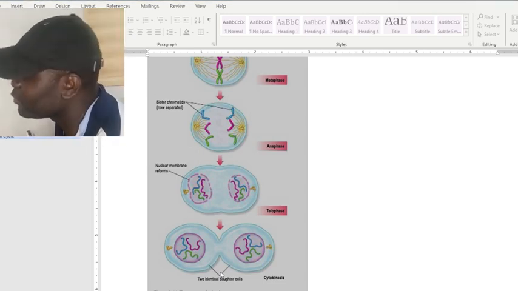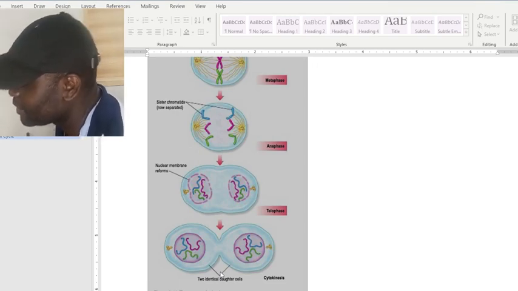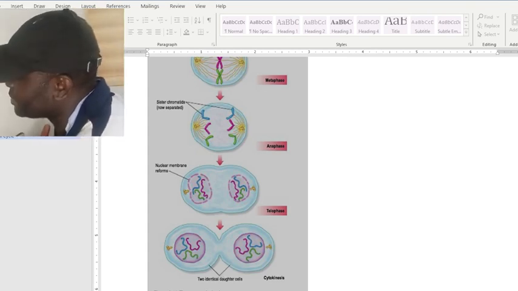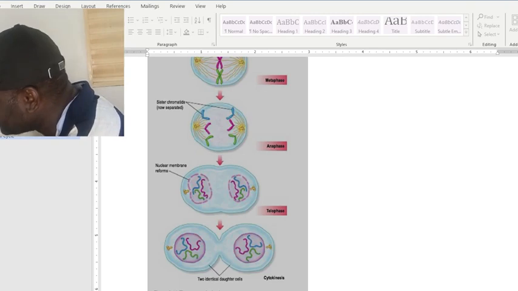Please, you can unmute. If you don't understand this, I will re-explain again. Please unmute. I need you to unmute and give me feedback if you understand what I have just explained.